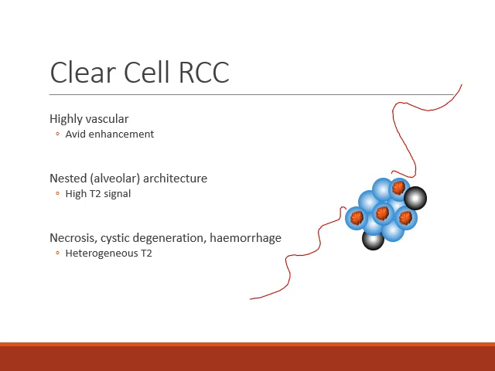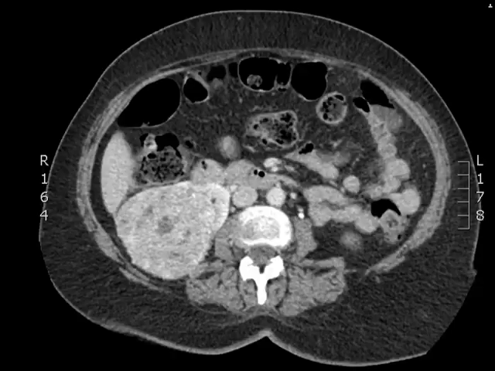We also know, because of all these pro-angiogenic factors, the hemorrhage, necrosis and cystic degeneration are going to give it a heterogeneous signal on T2 imaging. And we also know that the clear cell cytoplasm, because it's full of lipids, is going to give a signal drop on the chemical shift imaging. So without having memorized anything, we already know what the imaging features are of clear cell RCC. This is a very typical RCC, a heterogeneous, avidly enhancing mass.